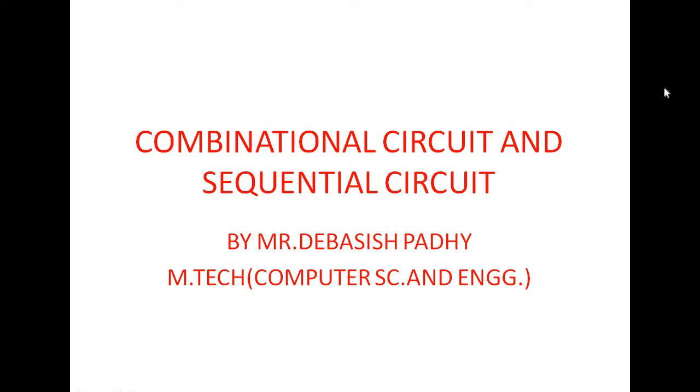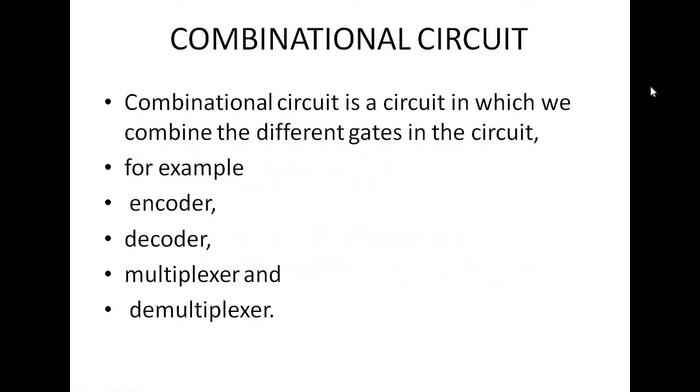First we will discuss the combinational circuit. A combinational circuit is a circuit in which we can combine different gates. Examples of combinational circuits are encoders, decoders, multiplexers, demultiplexers, etc.